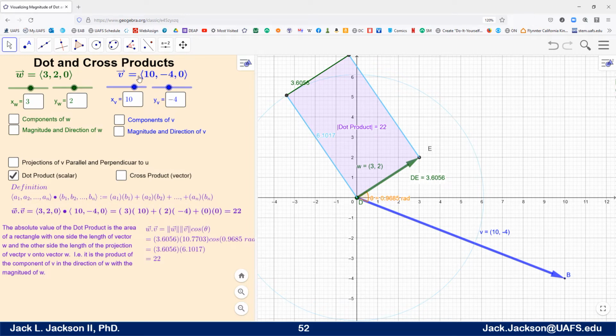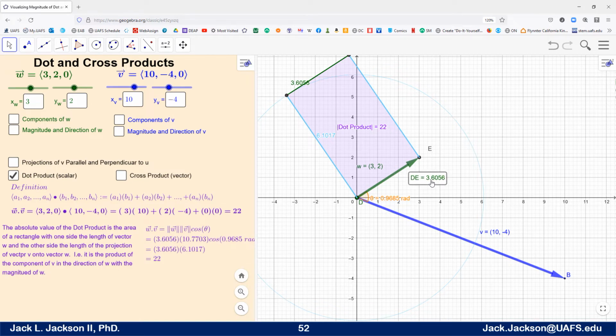So W dot V is going to be 3 times 10, shows you right there, it's 30, plus 2 times negative 4, that's negative 8, and 0 times 0 is 0, so 30 minus 8 is 22 for the dot product. Now we also saw earlier that the dot product was also the norm of W times the norm of V times the cosine of the angle in between.